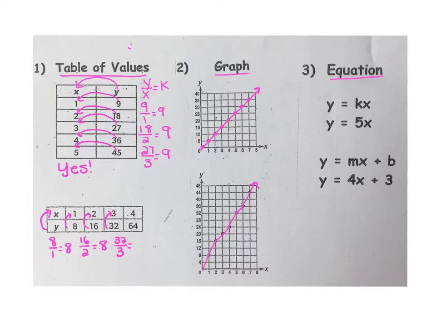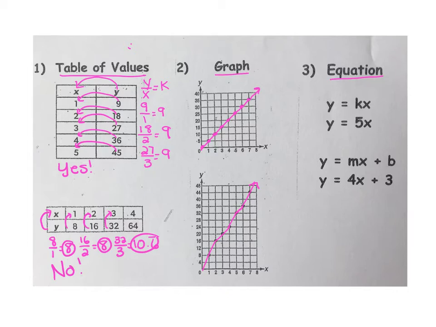32 divided by 3, if you punch it into your calculator, gives us a rate of 10.6 repeating. So as we compare our rates, we see that it is not a steady, consistent rate. So this is not a proportional relationship. That's how you determine a proportional relationship when given a table of values. Now let's go to the graphs.